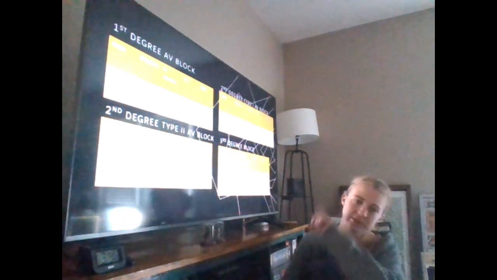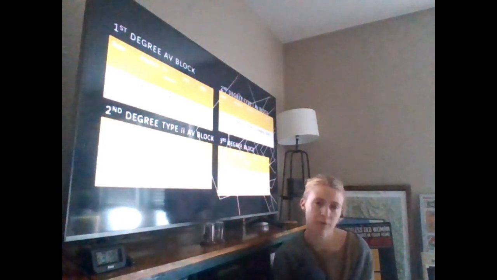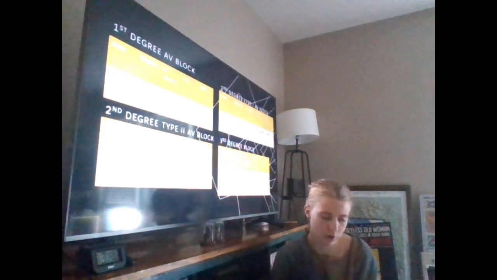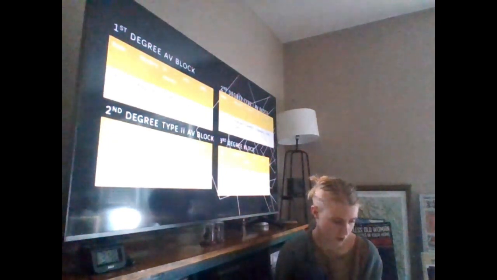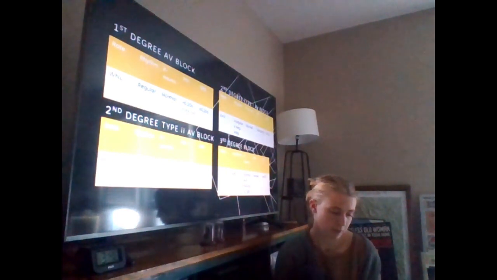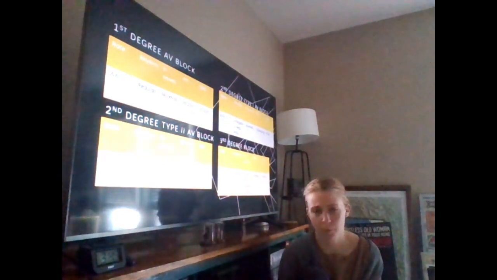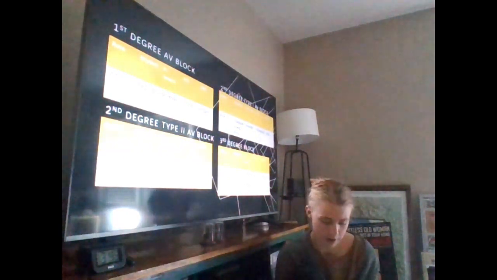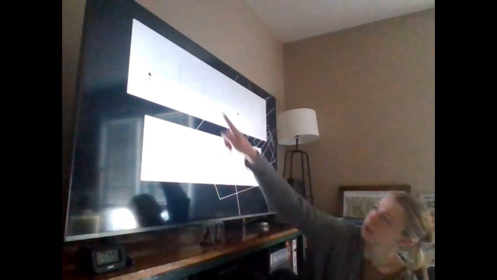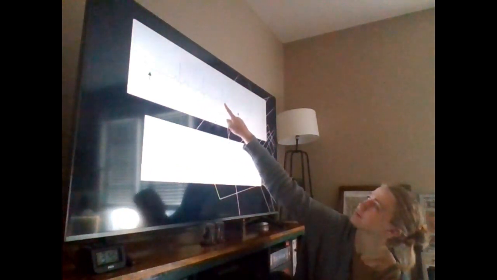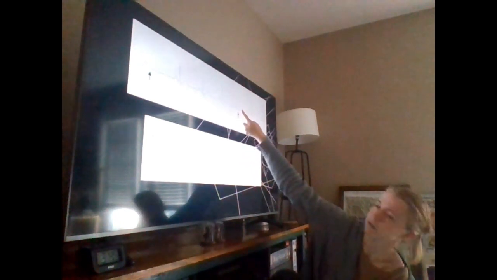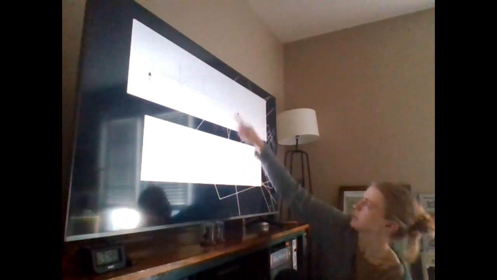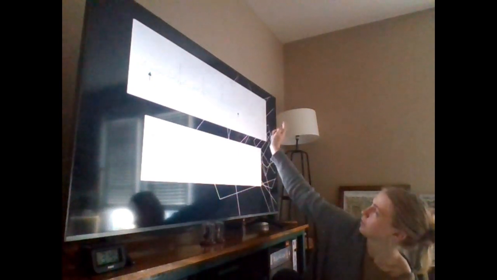And the slide's going past a little bit. It's a little poem that we'll go over once we talk about all 4 of these blocks. Then you have a second degree type 2 AV block. This is very similar to your second degree type 1. The only difference is instead of your PRI increasing, it'll stay the same, and then you'll just have a missed beat. So, same PRI, same PRI, same PRI, P, no QRS. So you're missing that whole QRS complex, but your PRI stays consistent.